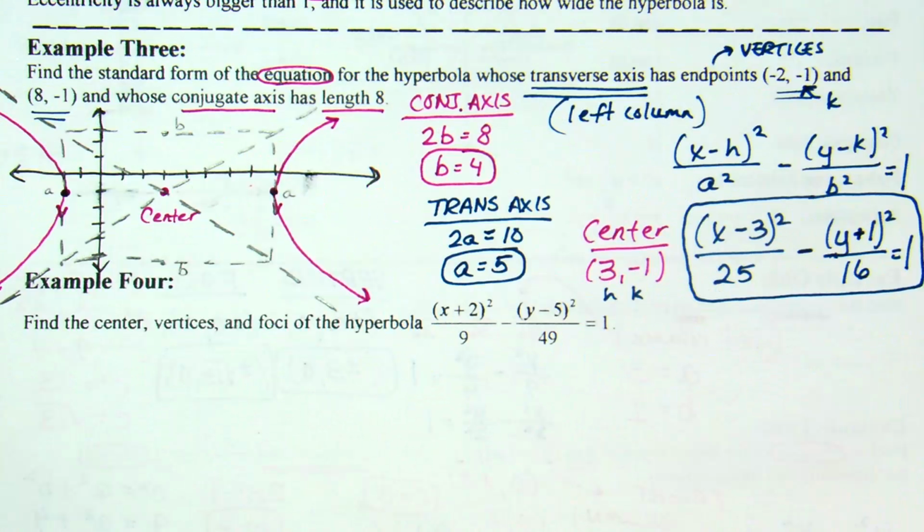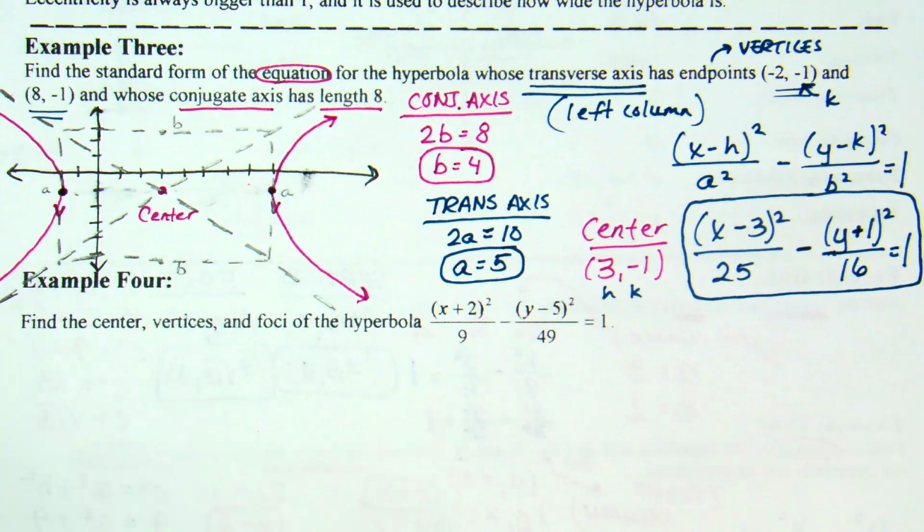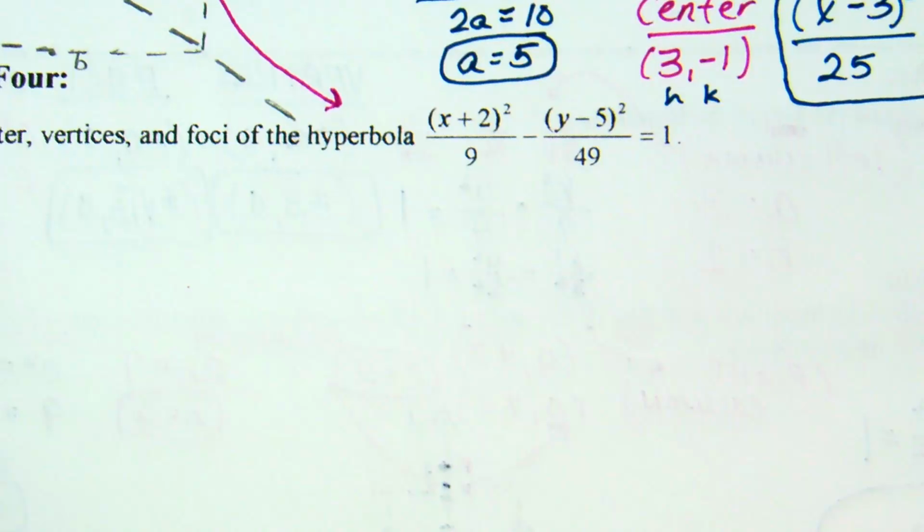Okay, so much fun when you get to Example 4. Find the center, vertices, and foci of the given hyperbola. We have an equation, a nice, neat standard equation there. That's good news. We have our A and B.